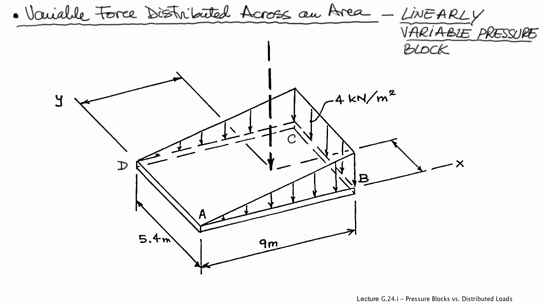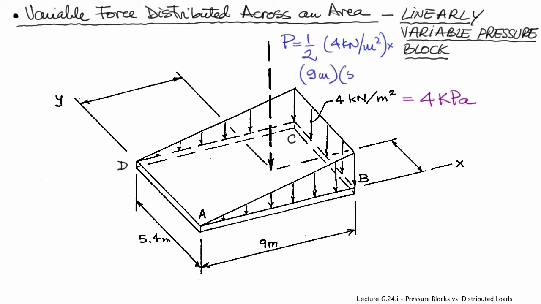The principles that we apply here are the same as before, in the sense that the magnitude of the equivalent concentrated force will be equal to the volume of the pressure block, and that's 1/2 of the area of the triangle, side triangle, times the depth, 5.4 meters, so that amounts to 97.2 kilonewtons.